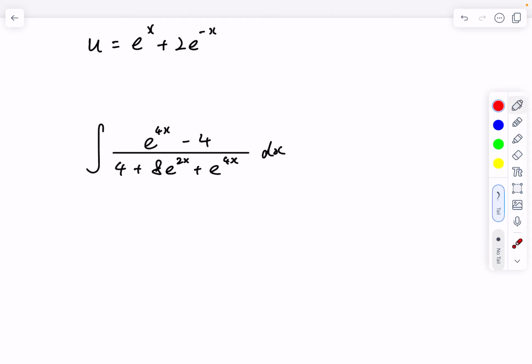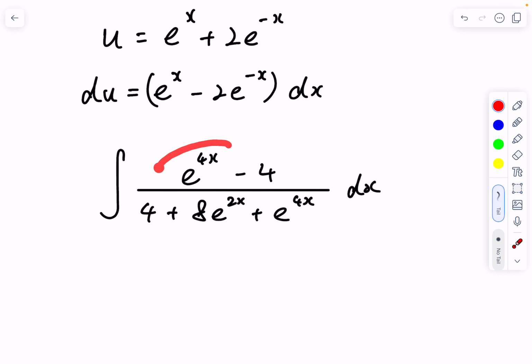As we don't know what to do with this substitution, as usual, we just do du with respect to x, which should be du equal to e to the power of x minus 2e to the power negative x, by chain rule. Now, we still don't see anything we can do with the du or the u in this question. So let's take a look at the question.